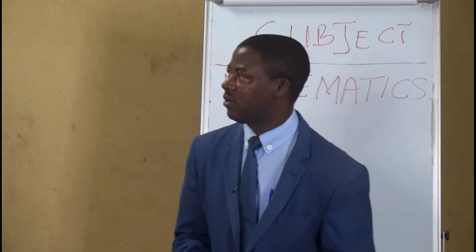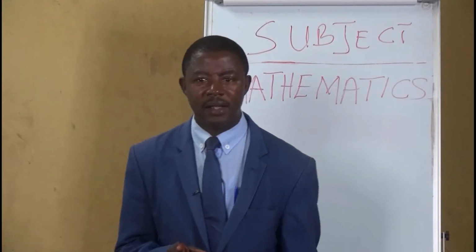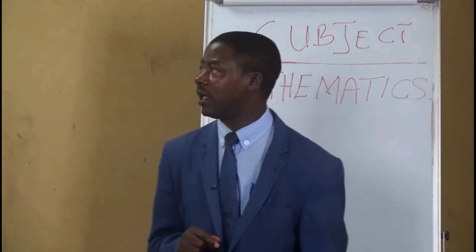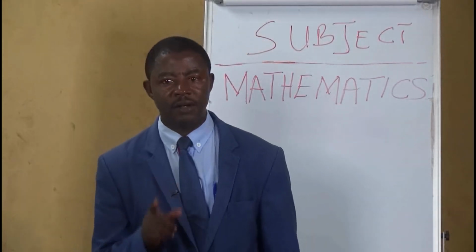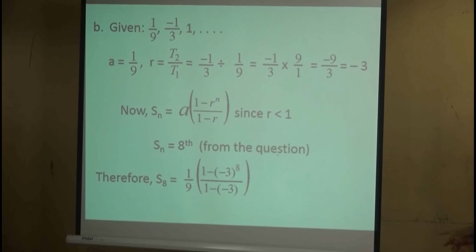Now we have minus 1 over 3 multiplying 9 over 1. When you do that, you have minus 1 times 9. The result is minus 9, divided by 3 times 1, which is 3. So minus 9 divided by 3, the result is minus 3. Now we'll go ahead to extract our formula.